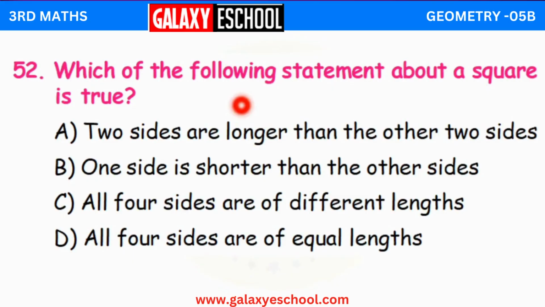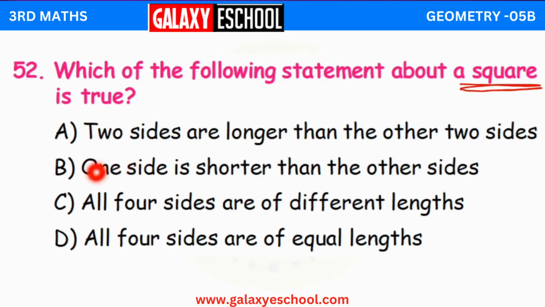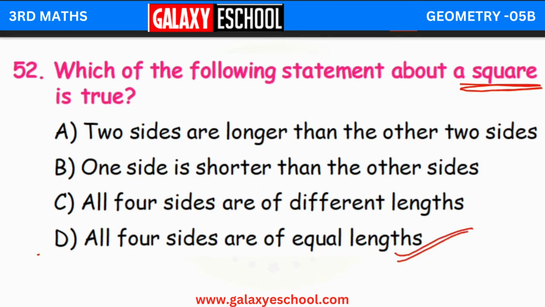Question 52. Which of the following statements about a square is true? Keep in mind we are talking about a square. Coming to the first one, two sides are longer than the other two sides. Is this true? No. Now coming to B, one side is shorter than the other sides. No, false. Now coming to C, all four sides are of different length. Even this is false. Now statement D, all four sides are of equal length. Yes, this is our correct answer.